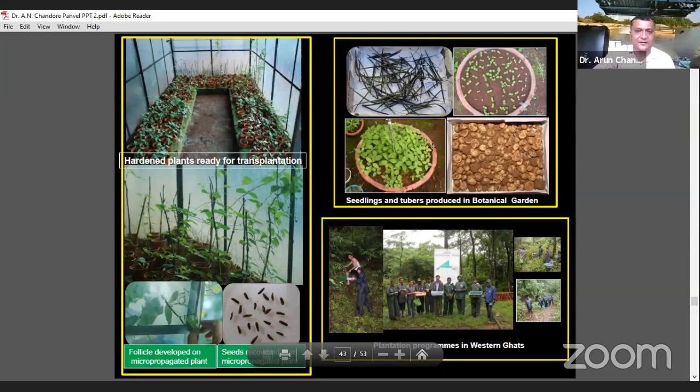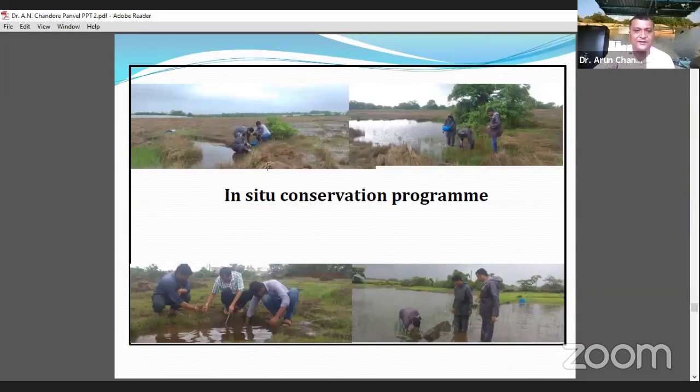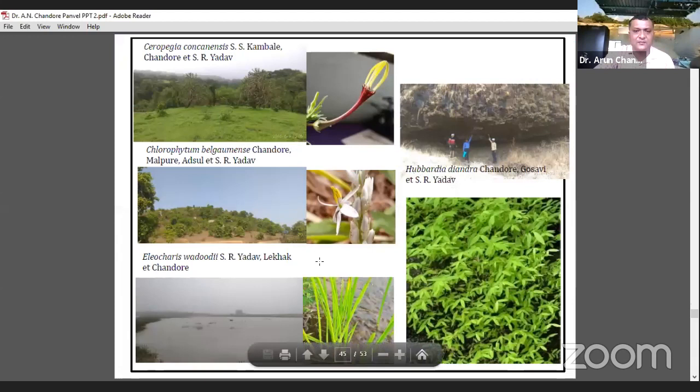Here is another in situ conservation program, with my PhD student, and we conserve some recently described and critically endangered plants.